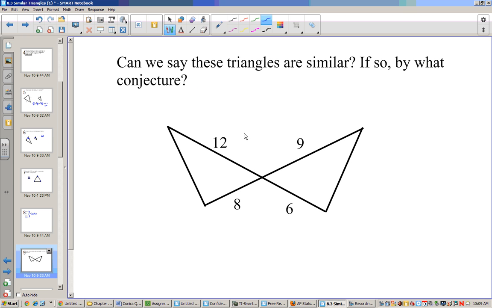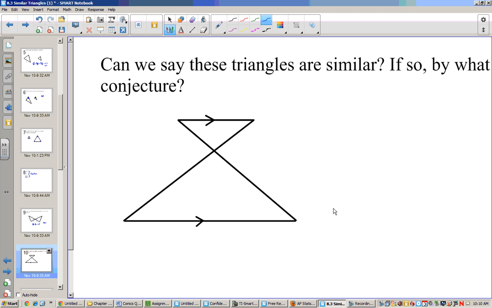Now, can we say that these triangles are similar? Well, 12 would match up with 9, so 12 over 9. Does that equal 8 over 6? Let's take a look. 12 over 9 is 1.3 repeating. 8 over 6 is equal to 1.3 repeating. So since those are the same, we have two sides that are proportional. Now we need a third, an angle or a third side. We don't know what these sides are, but we do know that these are vertical angles. So by side angle side, we know these triangles are similar.